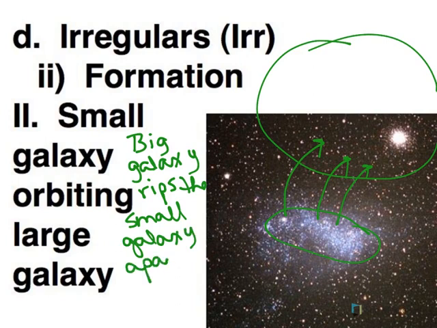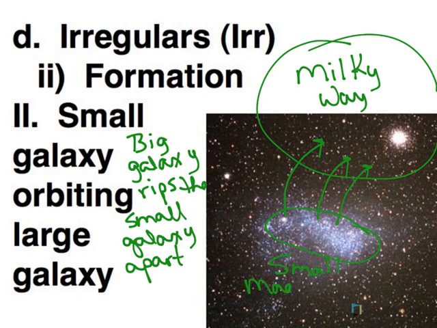And this is sometimes called galactic cannibalism. Our own Milky Way is doing this. And this is one of the galaxies we're doing this to. This is the Small Magellanic Cloud. And we are slowly eating that galaxy. So all the stars that are currently in the Small Magellanic Cloud will eventually be a part of the Milky Way.